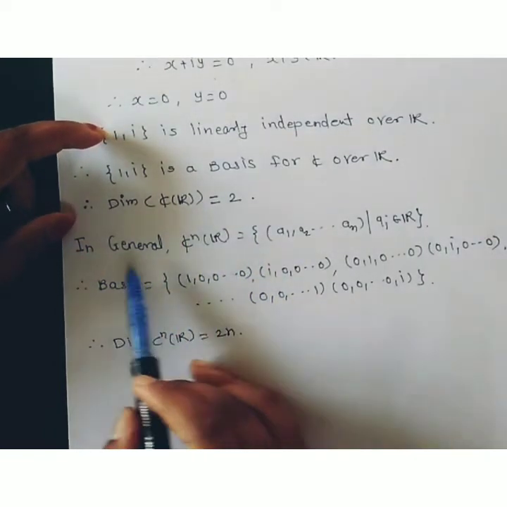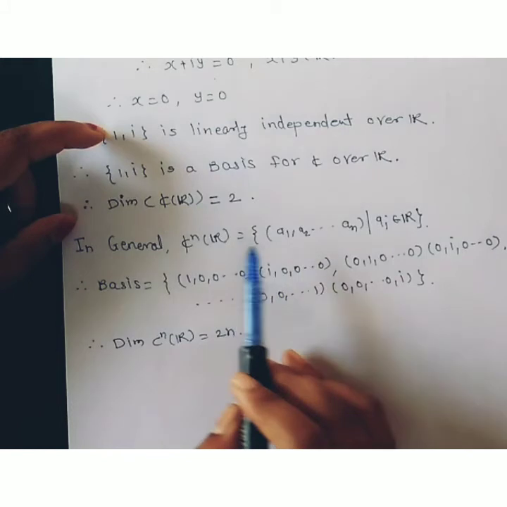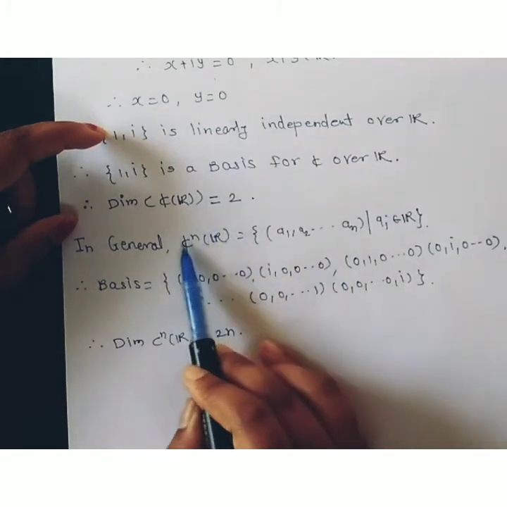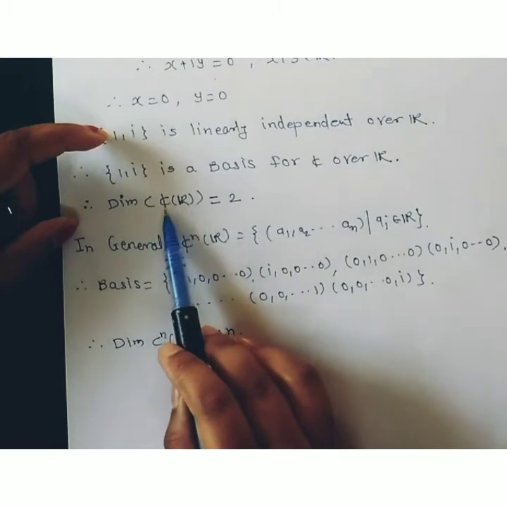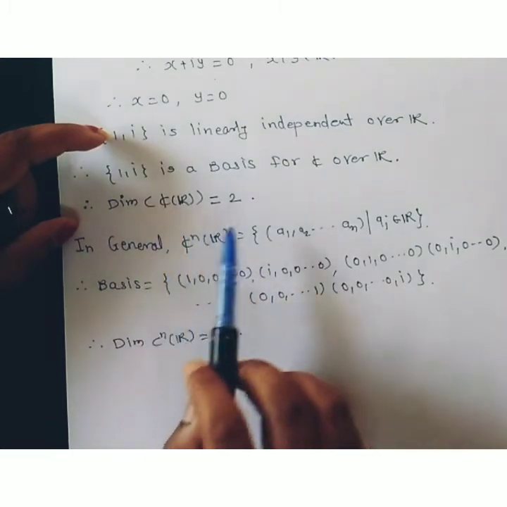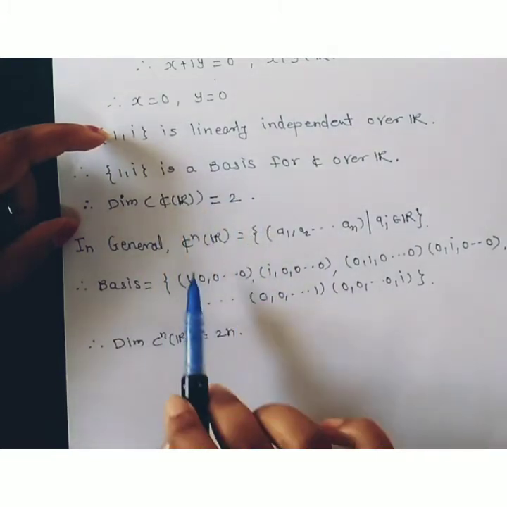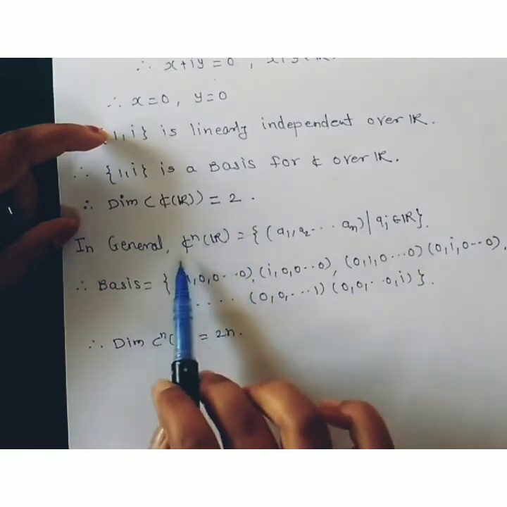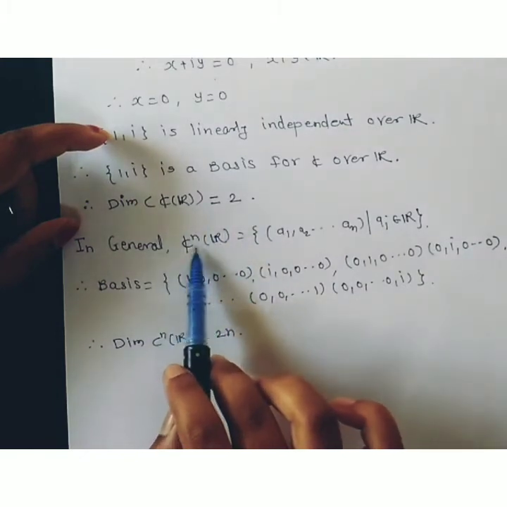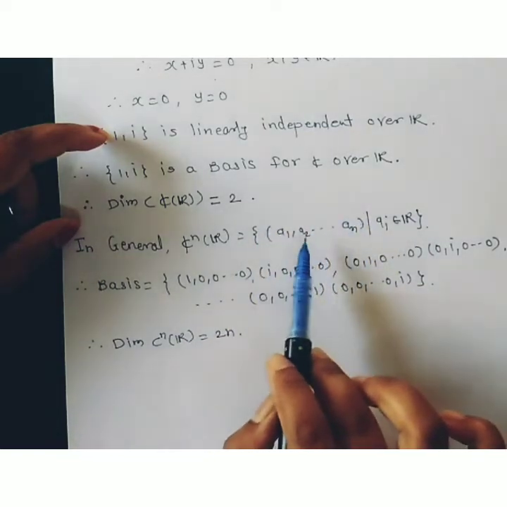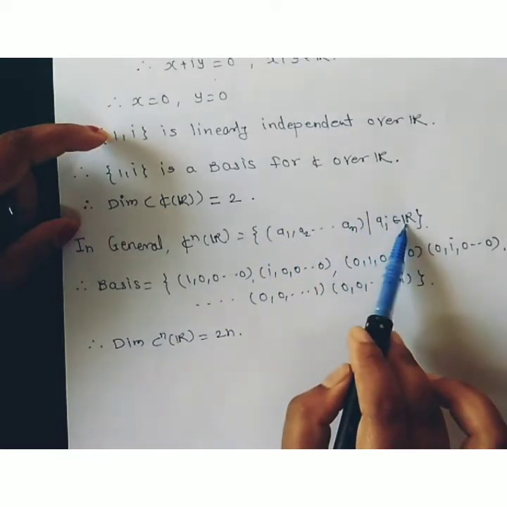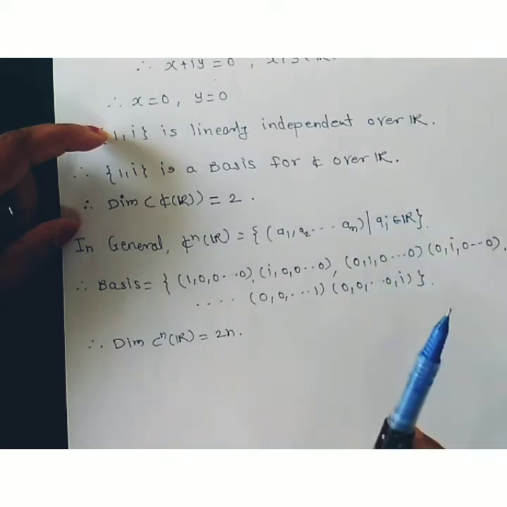Now in general, we have to find the basis and dimension of C^n over R. Here we found the dimension of C over R and the basis of C over R, which is nothing but 2. In general, we have to find the dimension of C^n over R. How do the elements of C^n over R look? It is an n-tuple (a1, a2, ..., an), where each ai belongs to the field R.